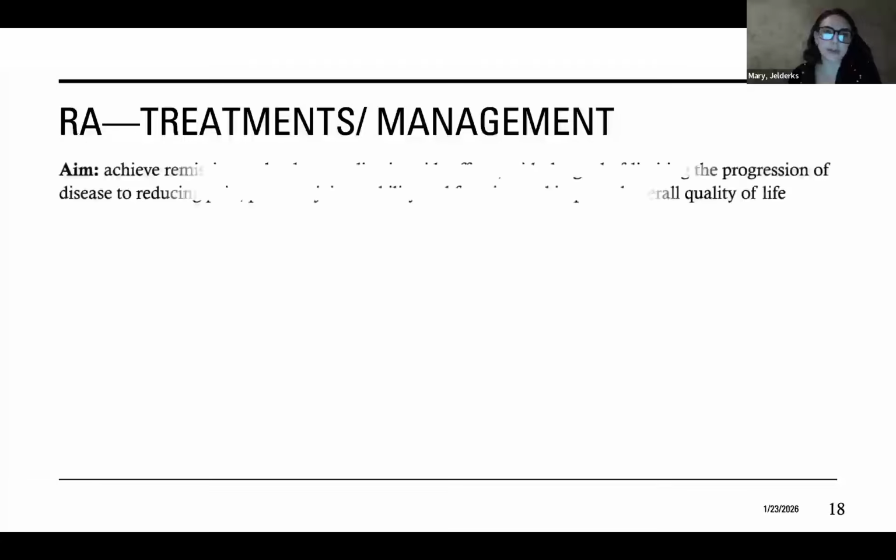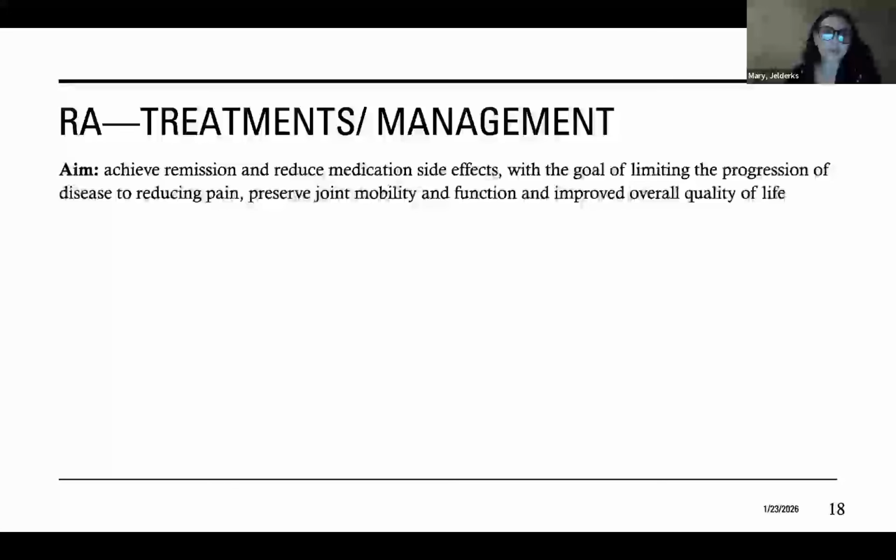So the treatment and management. The aim for treatment and management is to achieve disease remission. That is reducing the amount of joint pain, swelling, and really have a happy patient, being able to do their daily activities and with ease and comfort. We also want to reduce medication side effects with the goal of limiting the disease progression and reducing pain, preserving mobility, function, and improving overall quality of life.